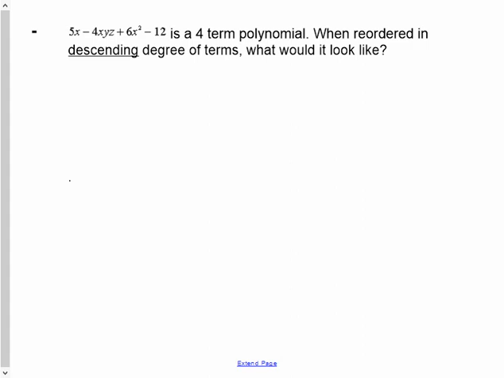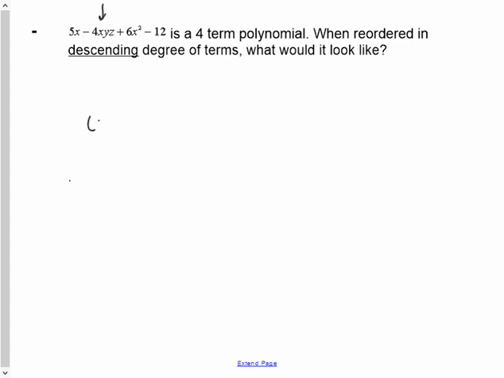Your next question: 5x minus 4xyz plus 6x squared minus 12 is a 4-term polynomial. When reordered in descending degree of terms, what would it look like? So what you have to first realize is that this has a degree of 1, this has a degree of 3 because 1, 1, 1. The second, 6x squared has a degree of 2, and minus 12 has a degree of 0 because it's a constant. So the term with the highest degree is the second term.